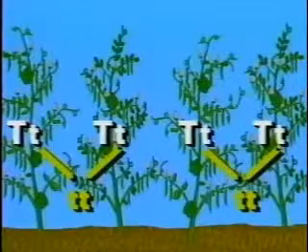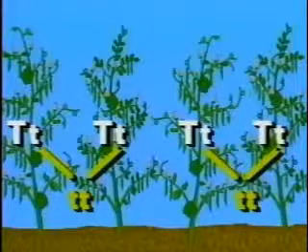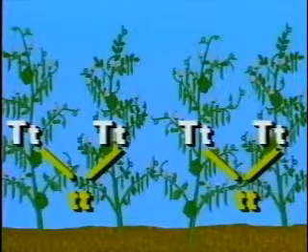But what happens in the next generation if two recessive factors, such as shortness in the pea plant, combine? The recessive trait will reappear. The plant will be short.